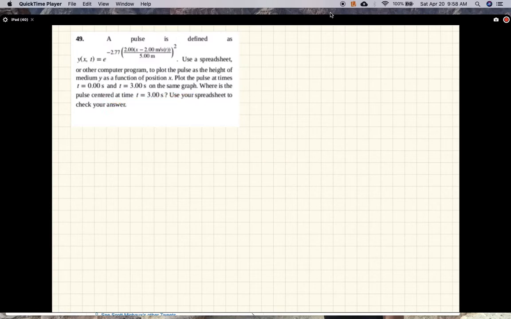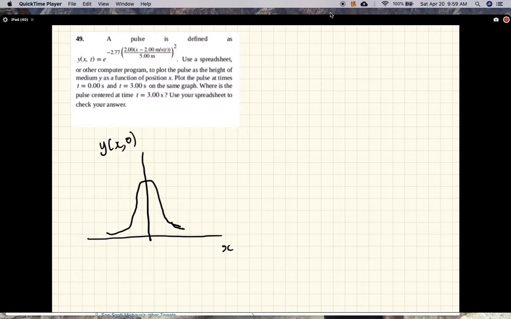Okay, so I'm just going to do a rough drawing here, and you can check this on a program using any software. I'm going to plot it at x equals 0, and it'll again be sort of a sharper bell curve.